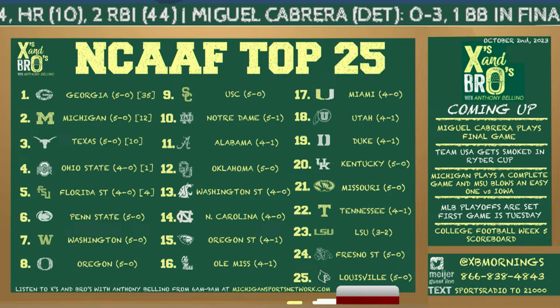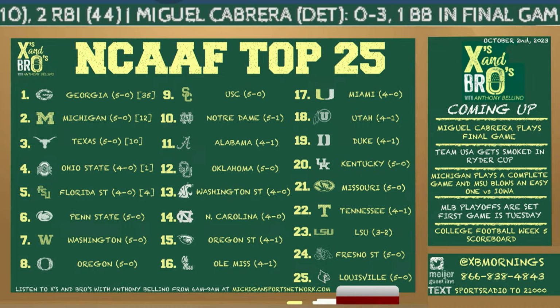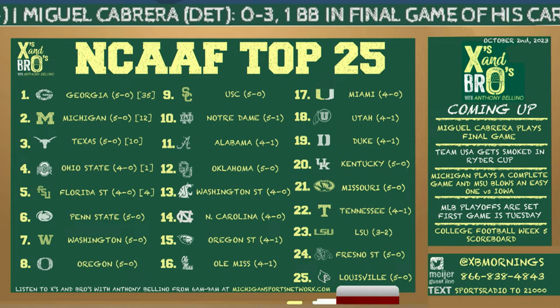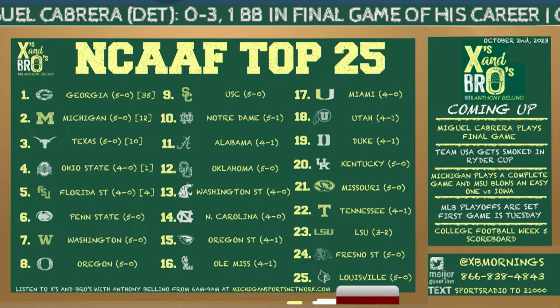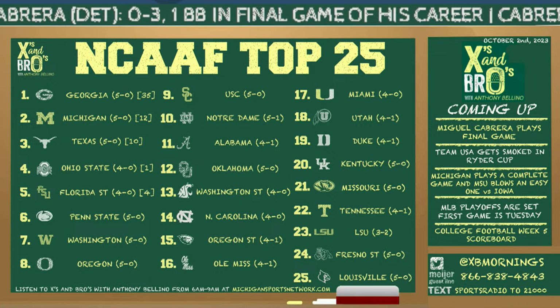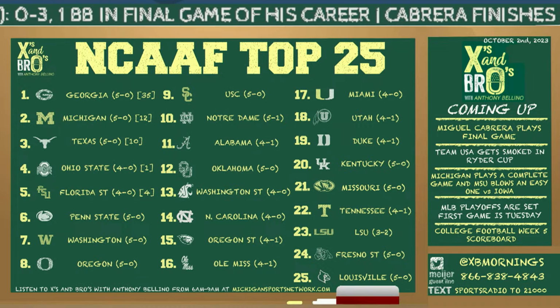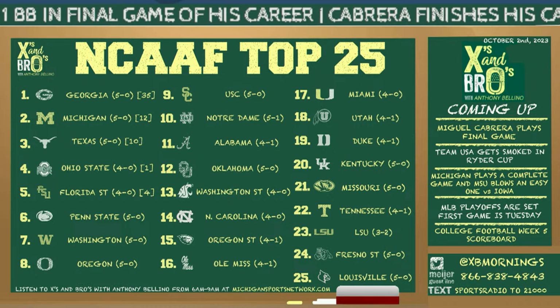They're the highest ranked one-loss team right now. Alabama's 4-1, they are 11. Oklahoma is undefeated at 5-0. They're 12. Washington State, they're 4-0. They're ranked 13th. North Carolina, they're 4-0. They're ranked 14th. Oregon State and Ole Miss, both 4-1. They check in at number 15 and 16, respectively.